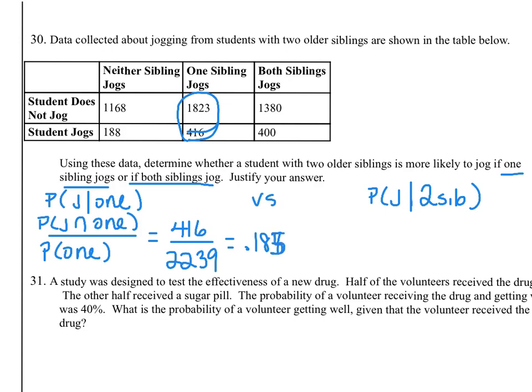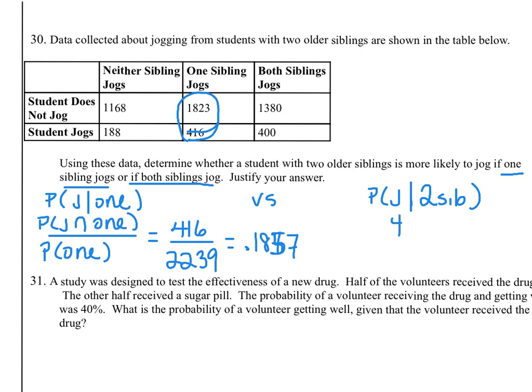Sorry about that. Okay, so then over here on the right-hand side, let's look at this. So the probability that you'll jog given that you have two siblings that jog, well, first we're going to start with finding the probability that you jog and have two siblings. So student jogs, two siblings, that would be 400.